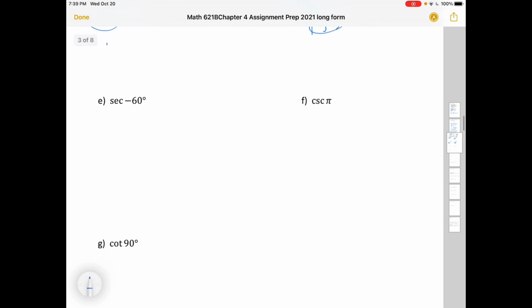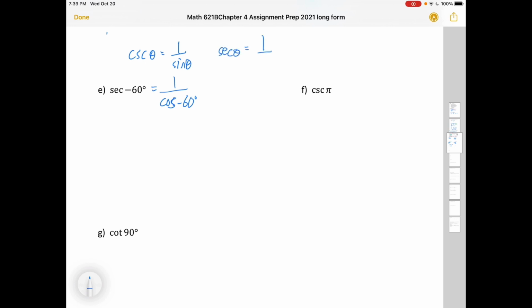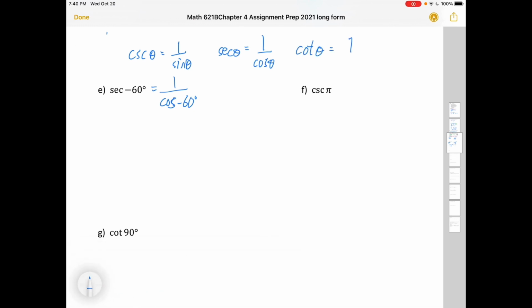Now we move on to some ones that have reciprocal trig ratios. So the first thing I'm going to do is think of this as 1 over the cosine of negative 60. Okay? And I guess what we should mention here is that cosecant theta is 1 over sine theta. They each get a co-buddy. Secant theta is 1 over cosine theta. And cotan theta is 1 over tan theta, though it does work the other way around too. Let me draw that properly. Cotan theta is 1 over tan theta.